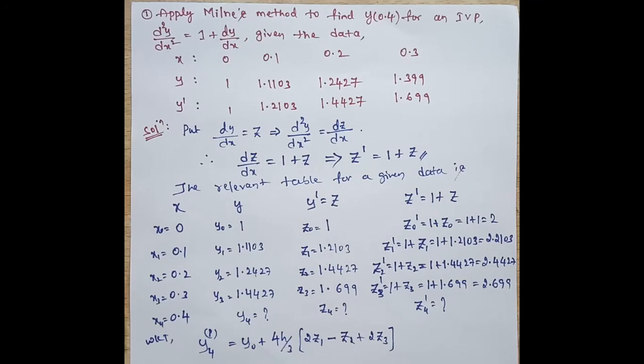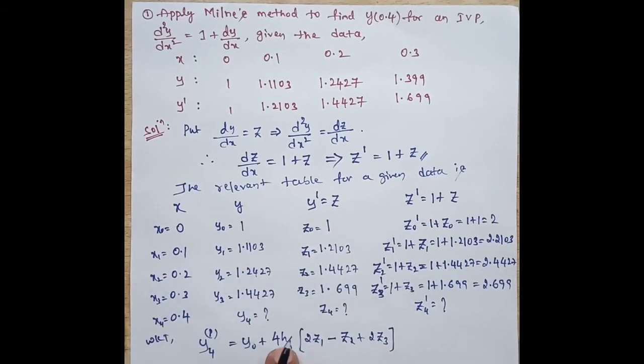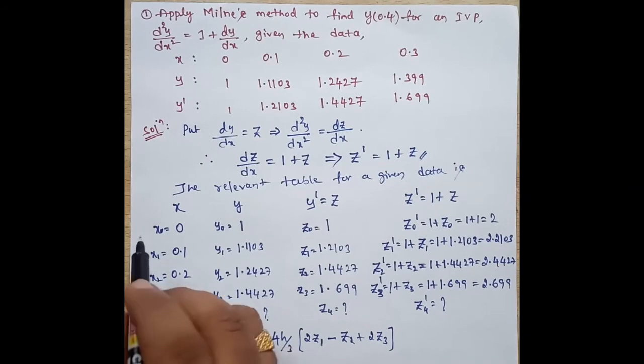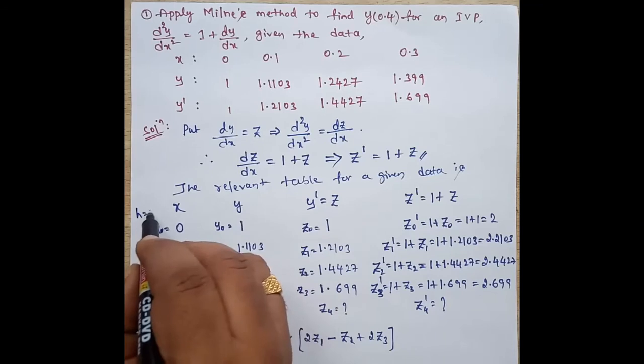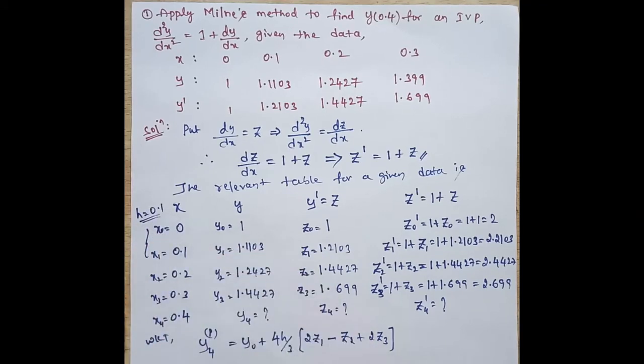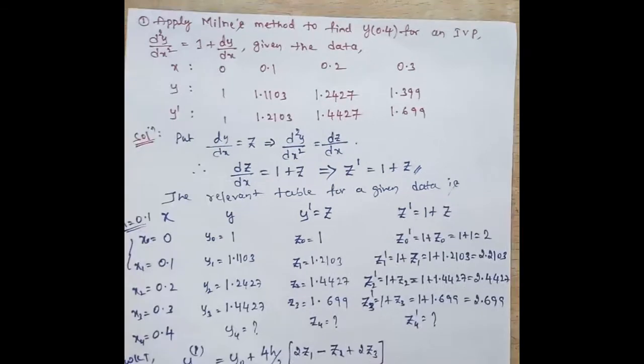Once you write a formula, you know the values of these things. y0 is there. z1, z2, z3 you can find out from the table. And what is h here? It is just the difference of these two. h is 0.1 minus 0, it gives 0.1 step length. So substitute the values of y0, h, and all these values in the formula and simplify. We get the predicted value. So let us simplify this.